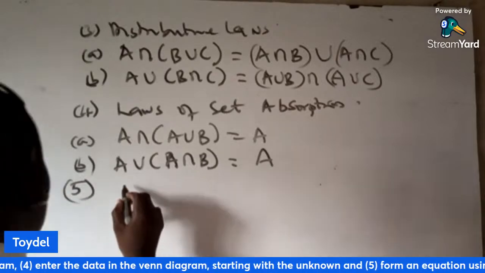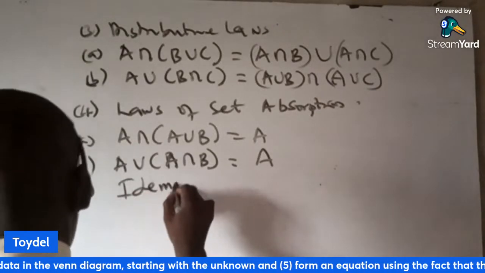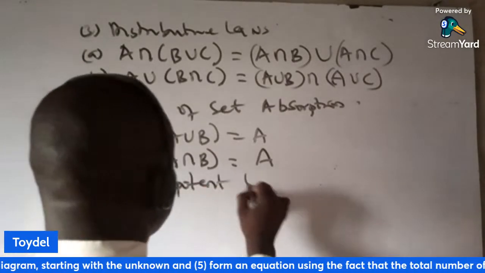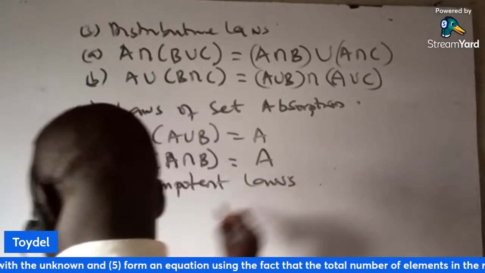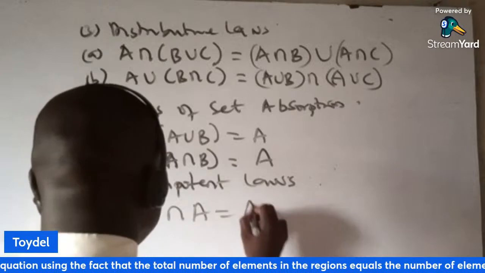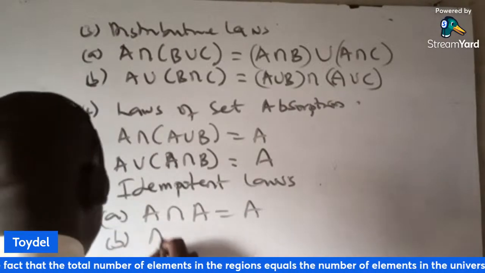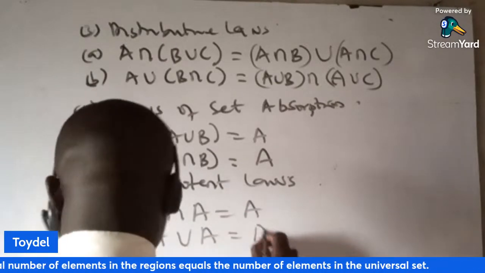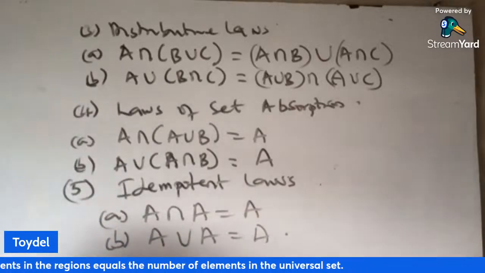Then the fifth law is called the idempotent law. This simply means that when we have A intersection A, it is the same thing as A. Then when we have A union A, it is the same thing as A. That is that about the idempotent law.